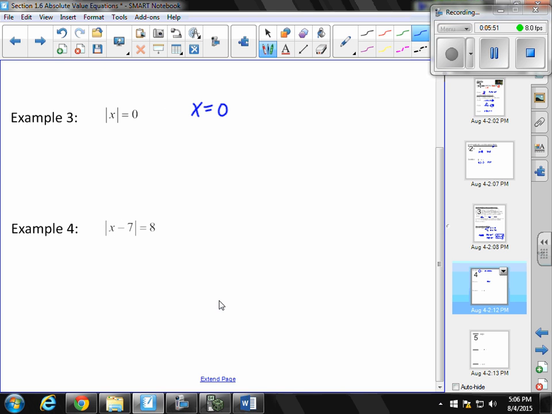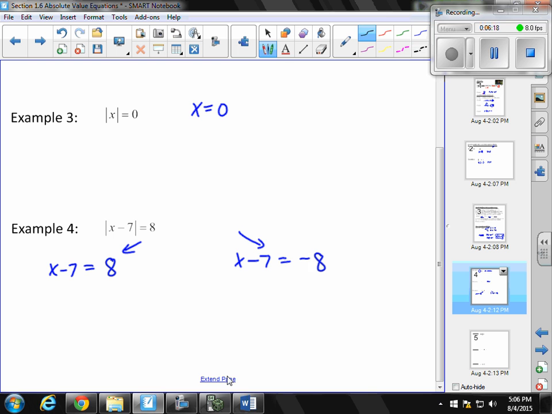The next one, we're going to go through that process of solving our equation. We said take the stuff on the inside of the absolute value, so x minus 7, and we're going to create our two equations, and we said it's got to be equal to the number, in this case 8, and the opposite of that number, -8. Now we have two equations that we can solve.